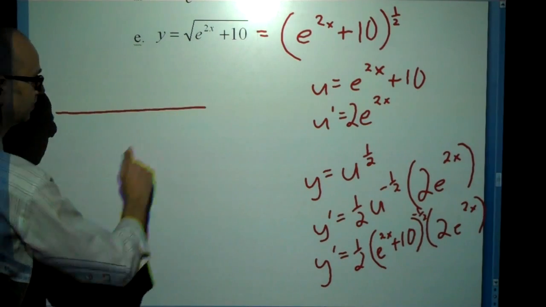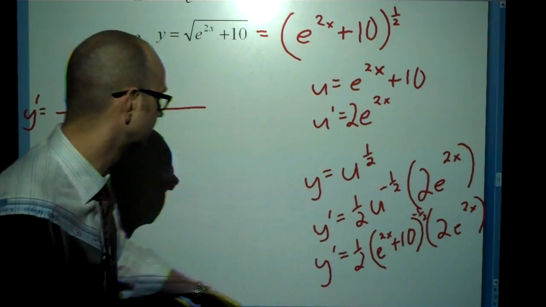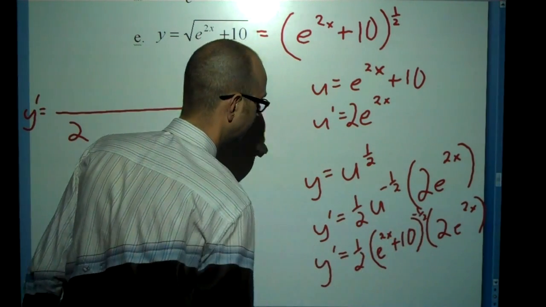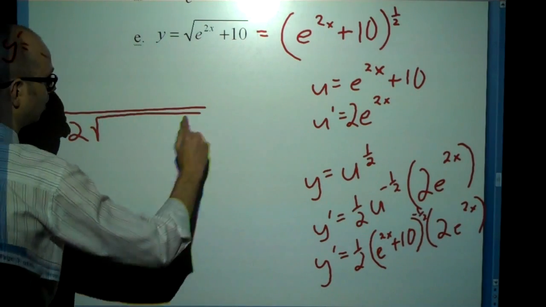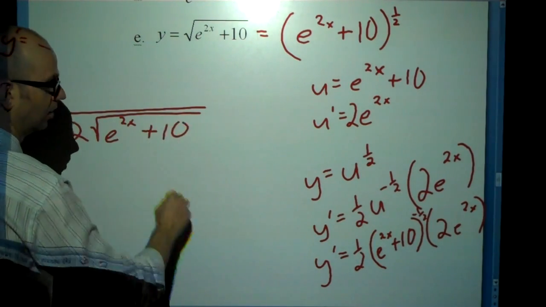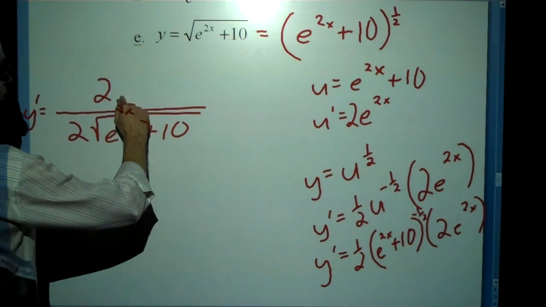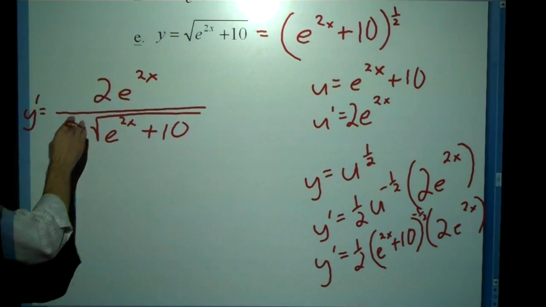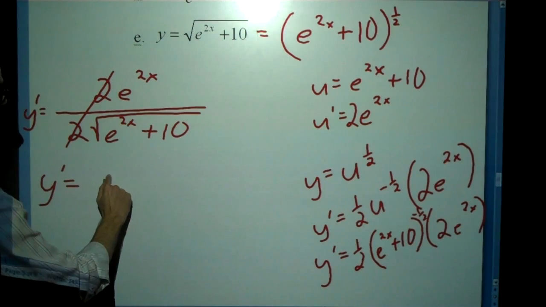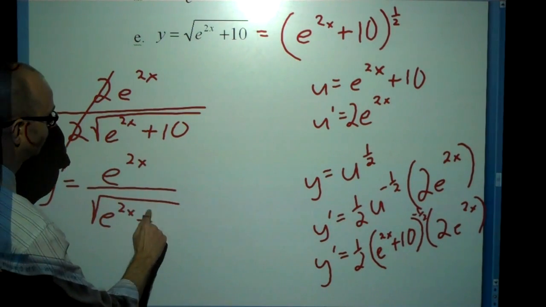So I've got a big fraction bar, y prime is equal to that. I've got a 1 in the numerator, a 2 in my denominator. All of this is in the denominator since it's negative, and since it's to the 1/2 power, that's all a radical. So I've got e to the 2x plus 10 all hanging out there in my denominator. All of this goes in my numerator. That's 2 over e to the 2x. I notice there's a 2 in both the numerator and the denominator. Let's cancel those out. So I have the derivative is equal to e to the 2x all over the square root of e to the 2x plus 10.